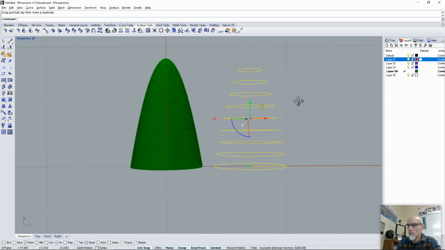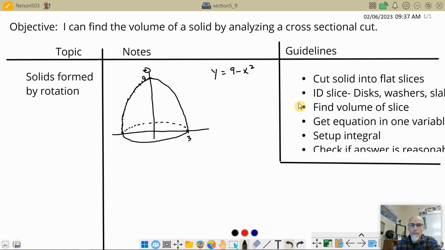All right. So let me go back over to my guidelines. It says cut solid into flat slices. And I added this to their guidelines.